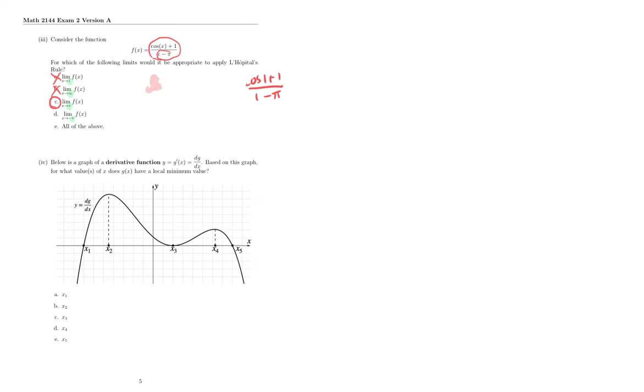So what I'm saying is that the limit as x goes to pi of cosine x plus 1 over x minus pi, as x goes to pi, the denominator is going to pi minus pi, and the numerator is going to minus 1 plus 1. So this is an indeterminate form of type 0 over 0. Okay, if C works, then I know it's not all of the above and it's not D, so the correct answer is C.